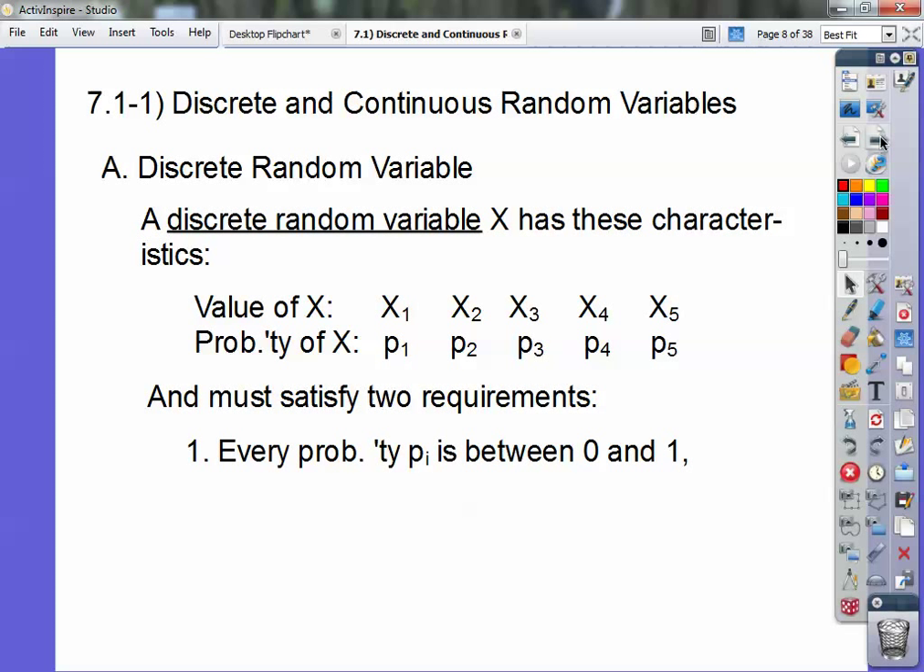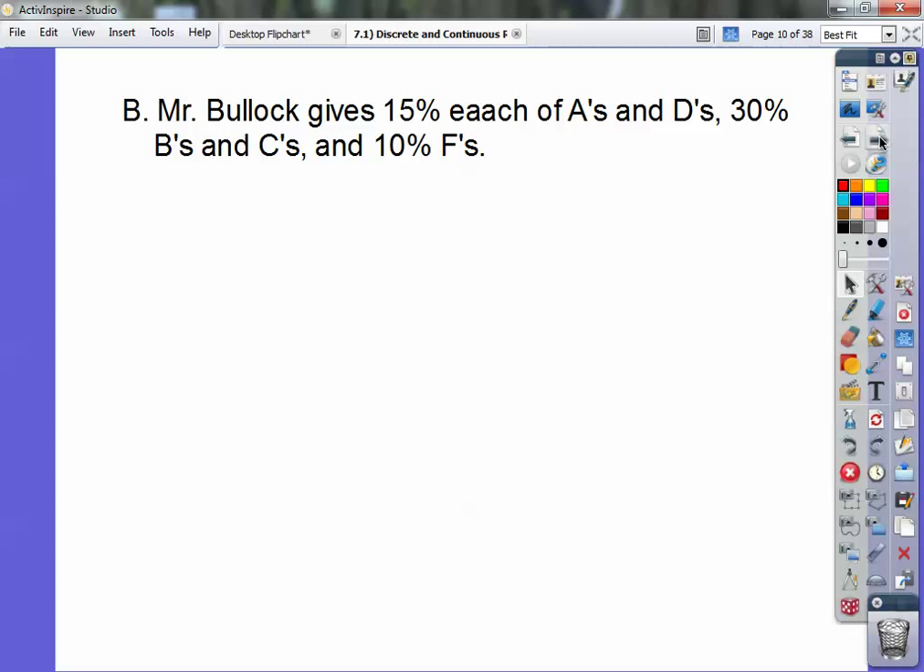Each probability, that says P sub i, every probability is between 0 and 1. It can't be greater than 1, can't be less than 0. Okay, and all those probabilities must add up to 1. Okay, that's the only requirements of these. So let's try one of these. Okay, this one's a real simple one, you guys.